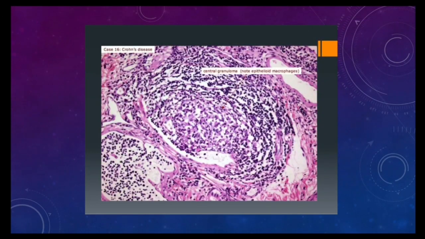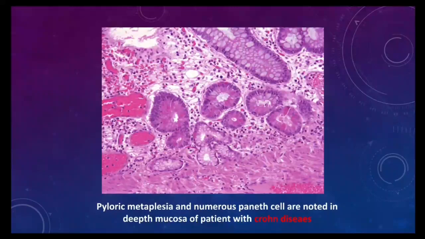Here we have a biopsy from a patient with Crohn's disease. We can see the central granuloma. We can see knotted epithelioid macrophages. Here, pyloric metaplasia and numerous Paneth cells are noted in the deep mucosa of a patient with Crohn's disease.